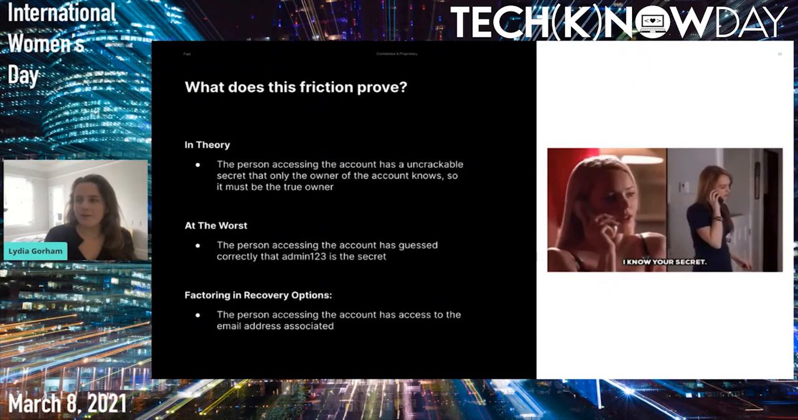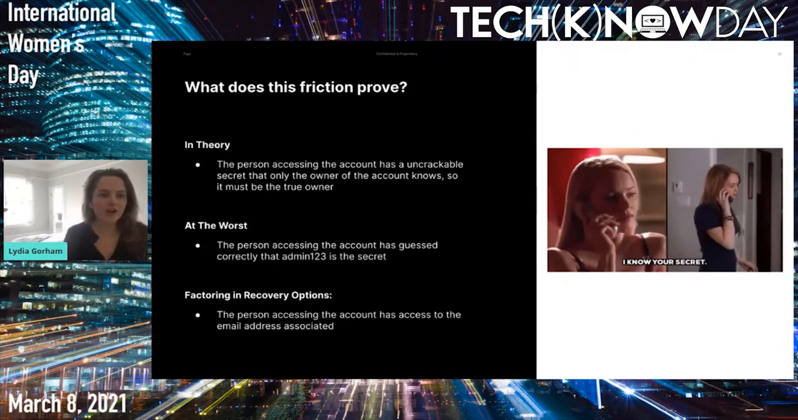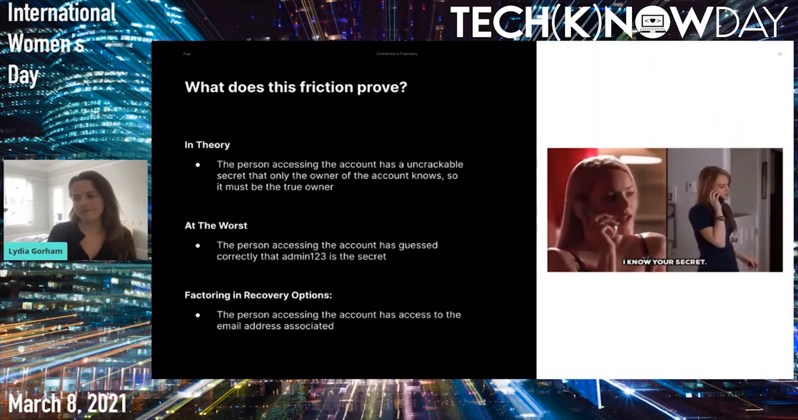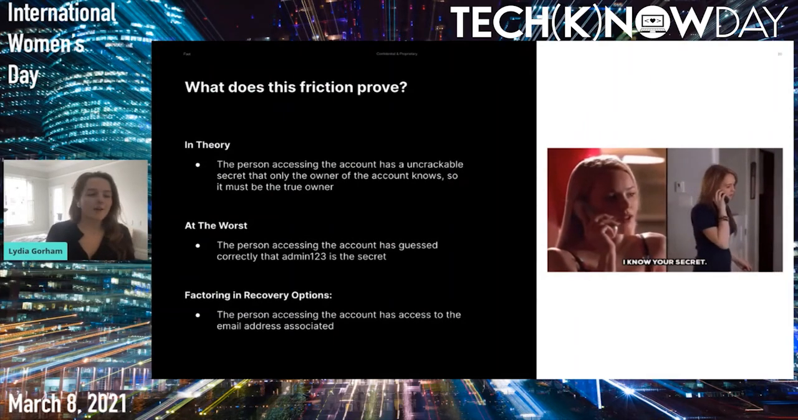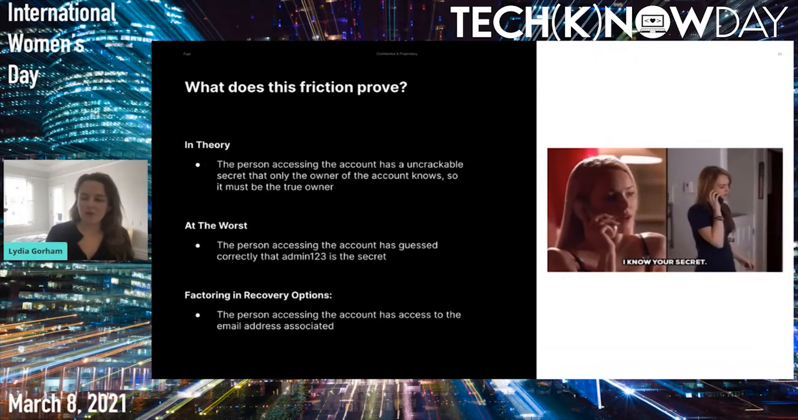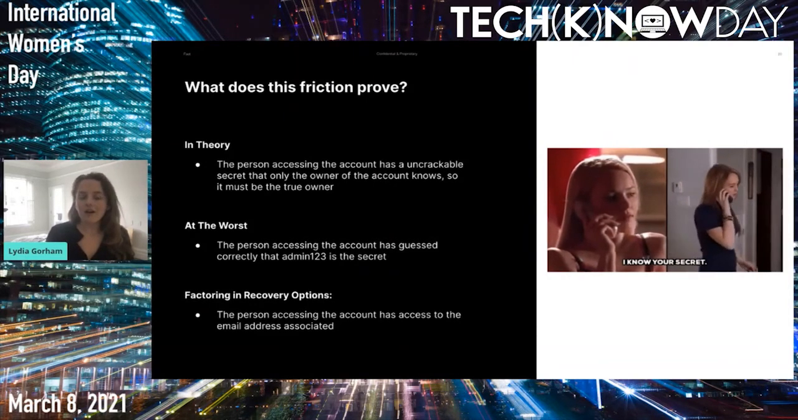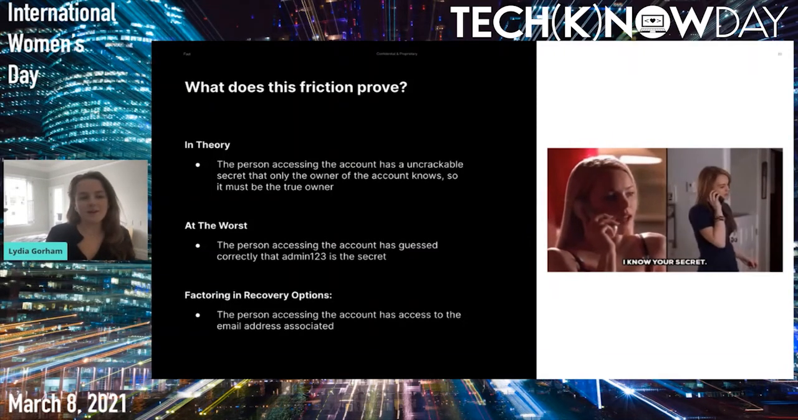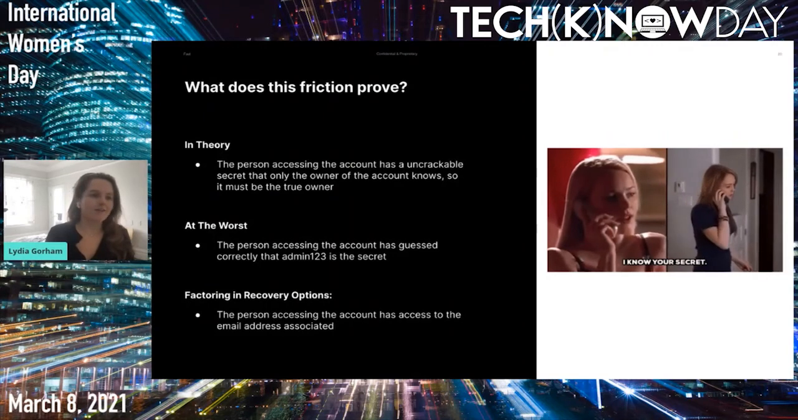So for example, in a password use case, in theory, you're proving that the user has access to the super secret key that only the valid user knows, and so it must be the true owner. In reality, it might be a super guessable password that's been leaked online before, but also consider the recovery options you have. Almost every username and password system also has a recovery mechanism of emailing a reset link to the email associated with the account.